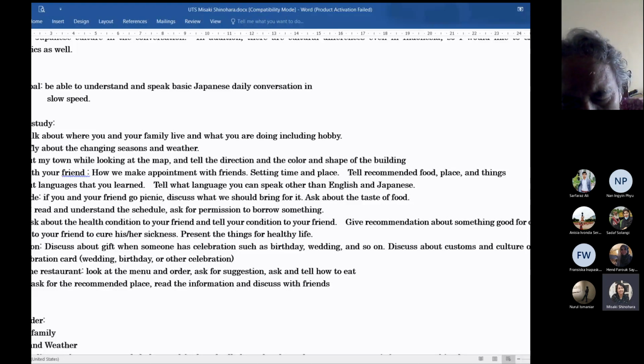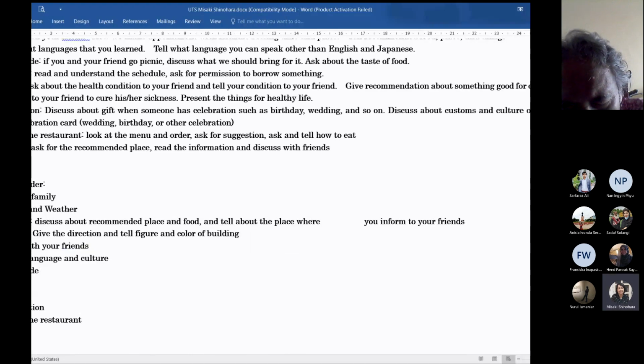Okay. Then learning order, it's like this, 1 to 12. I and my family, and weather, and my city, it's 1 and 2 because it takes a long time. So 2 weeks, 2 times. Then go out with your friend, foreign language and culture, eat outside, for work, health, celebration, eat in the restaurant, and travel.